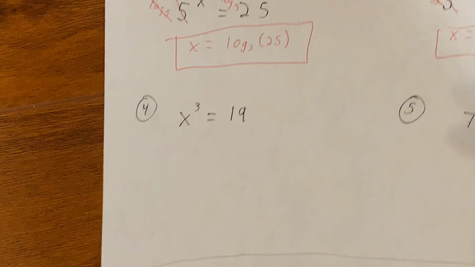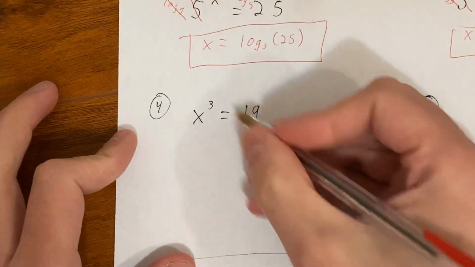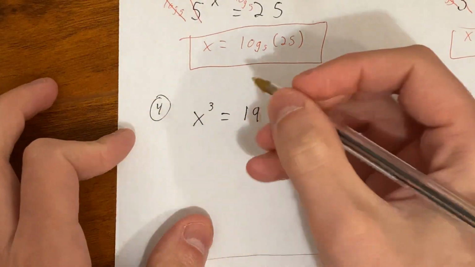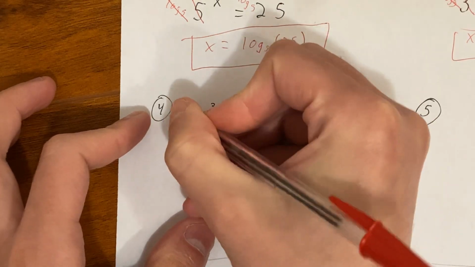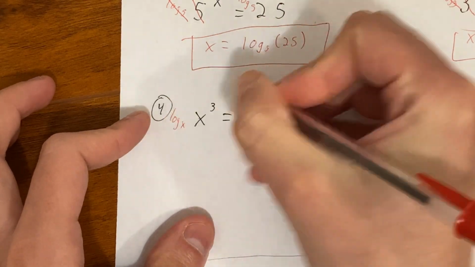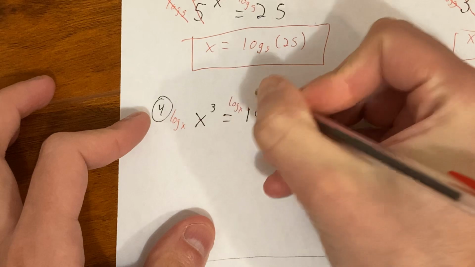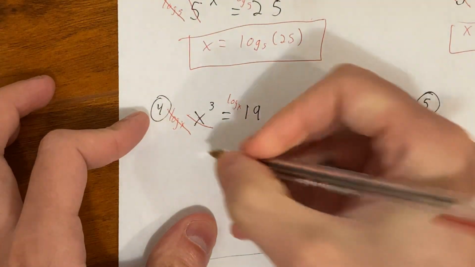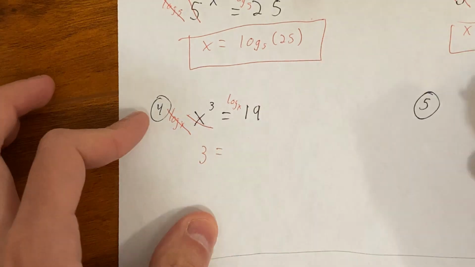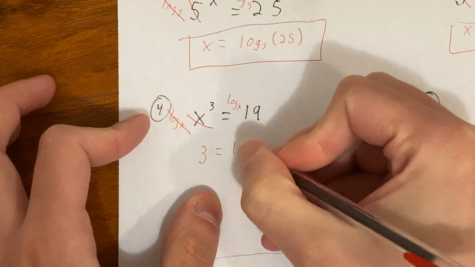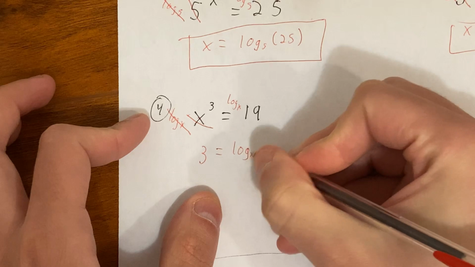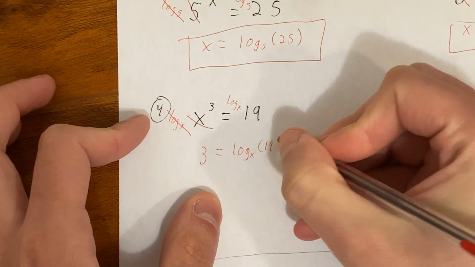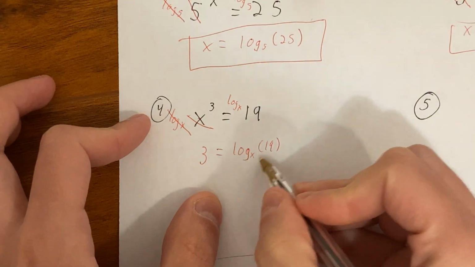In the next one, what is the base? Boom, boom. The base is x. So as weird as it might be, since the base is x, we're going to make a log base x. Whatever the base is, that needs to match. So the log base x cancels the x, and all you have left is a regular 3. And then you write log base x of 19.